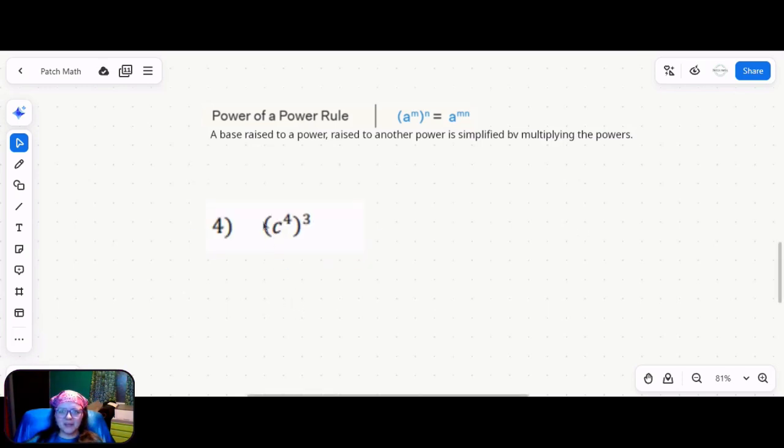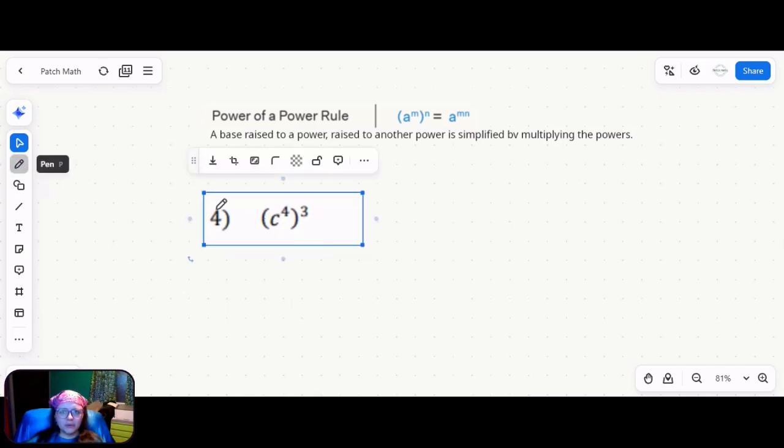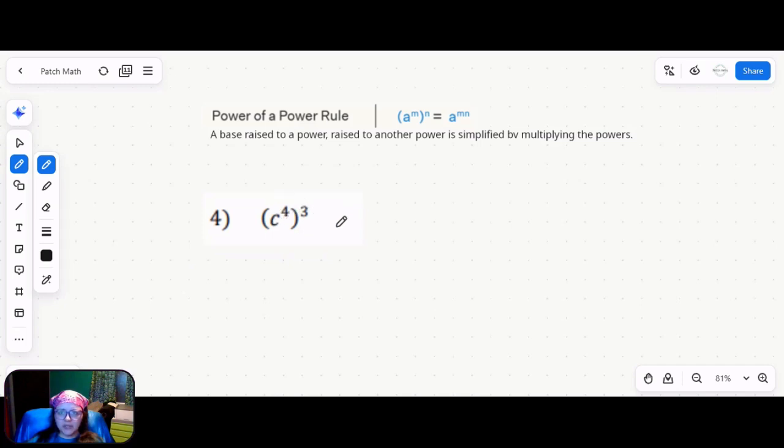All right, looking here at our first example, you'll notice we have a base c raised to an exponent of 4 that is then raised to another exponent of 3. We can apply power of a power rule directly. That is 4 times 3, which is also known as c to the 12th power, and we're done.